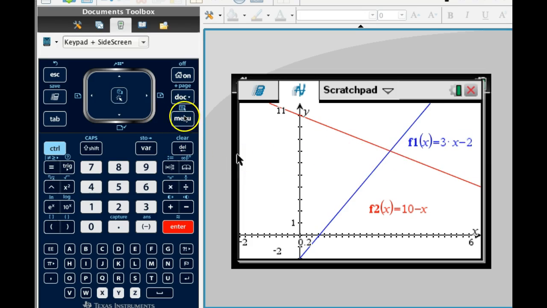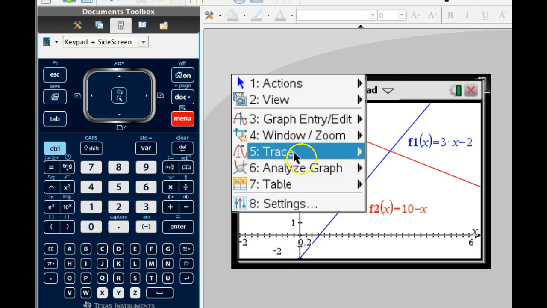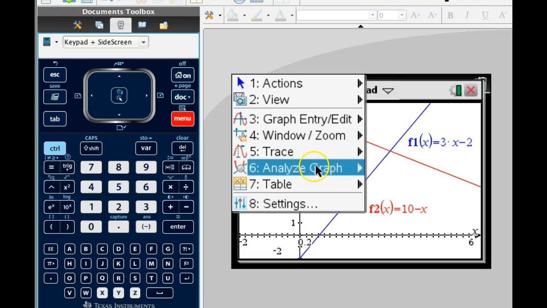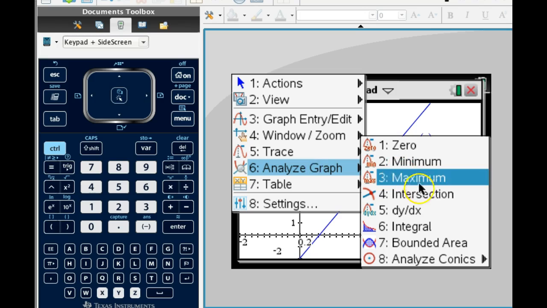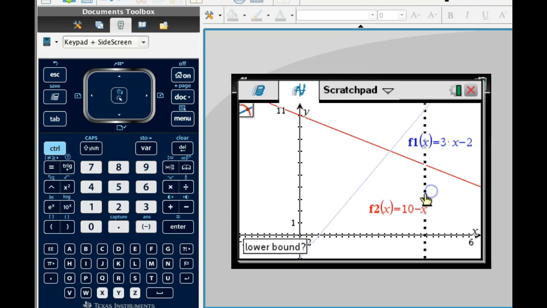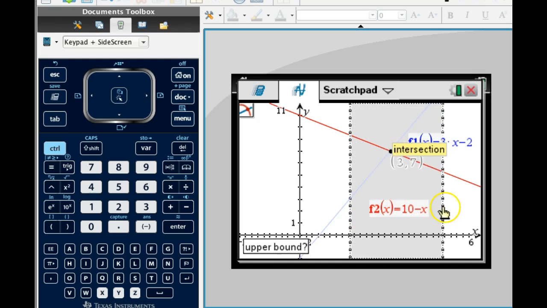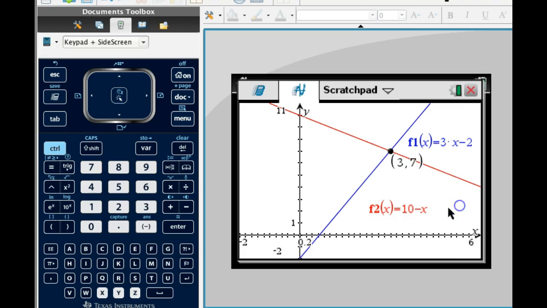So I go to menu, analyze graph, and I want to find intersection. Notice at the bottom it says lower bound with a question mark. It means you go to the left of the intersection point and you click enter. Then it changes to upper bound. Upper bound means go to the right of the intersection and you hit enter.